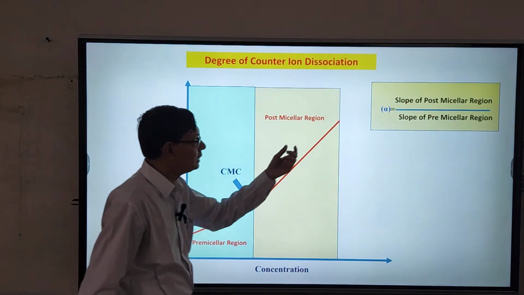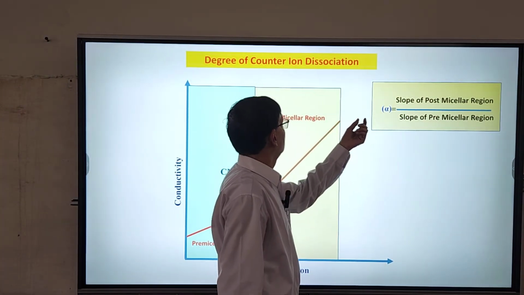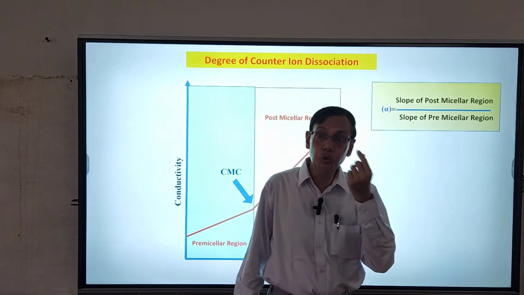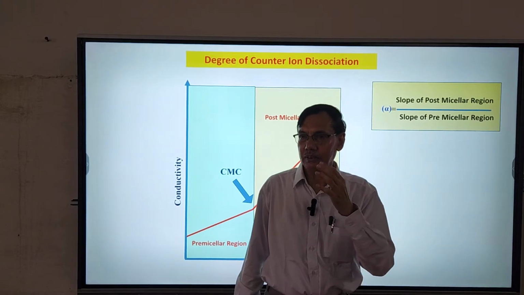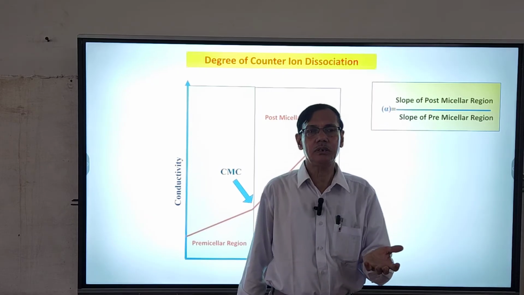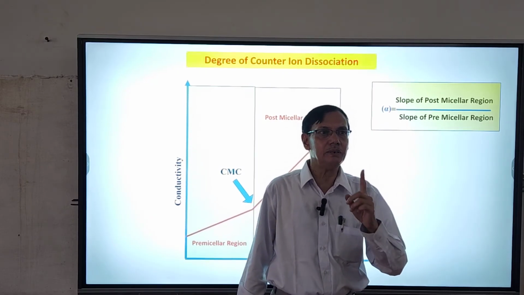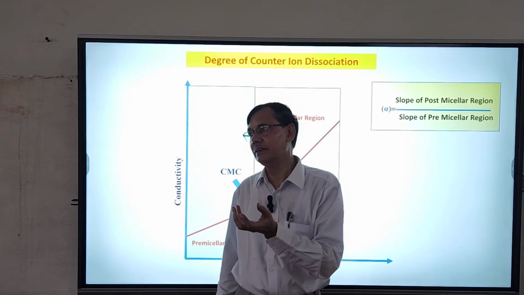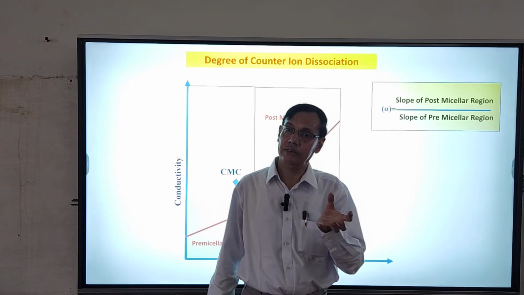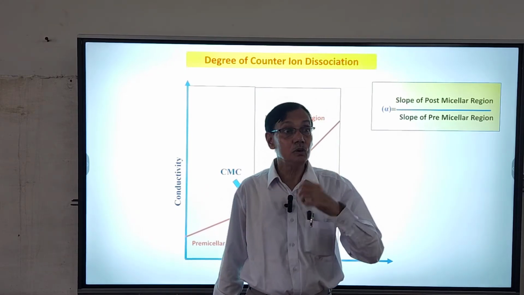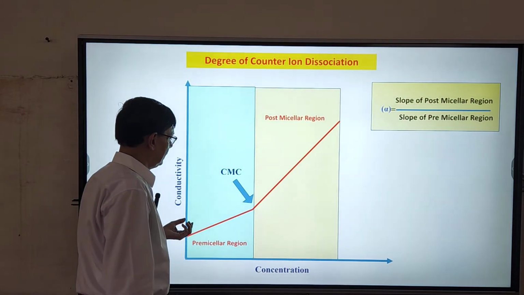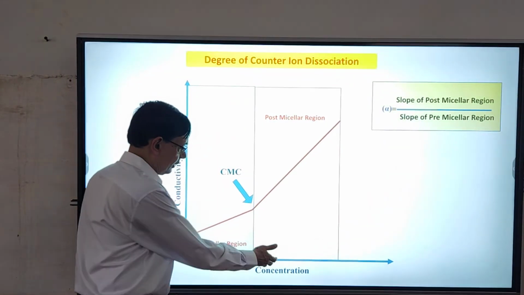Once you determine the degree of counter ion dissociation, suppose it is 0.2, that means it relates to the unbound counter ions. So what would be the degree of counter ion binding? 1 minus 0.2 is equal to 0.8. That means the degree of counter ion binding is 80%, and the degree of counter ion dissociation is 20%. And the method is that you monitor the observed conductivity with respect to surfactant concentration.